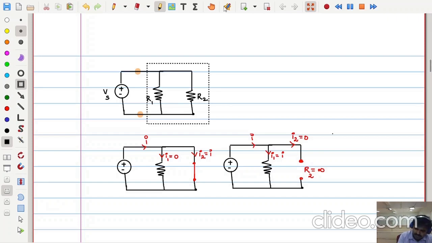If the voltage source could supply a current of I amperes, then that I amperes is going to be divided into I1 and I2. But there are two extreme cases which we saw previously for a resistor. This resistor can be as minimum as 0. If R2 is equal to 0, what do we call this case?